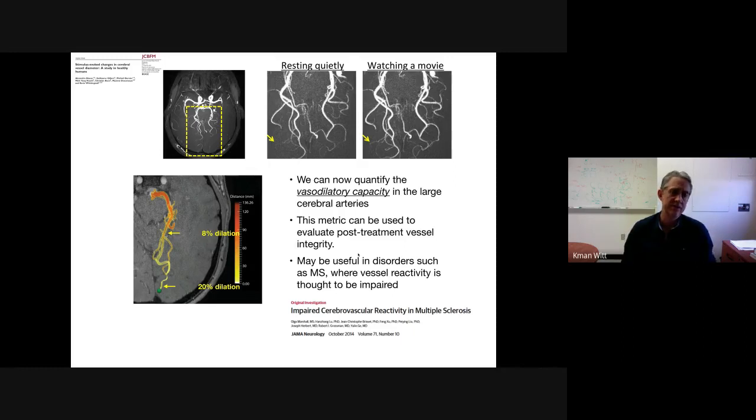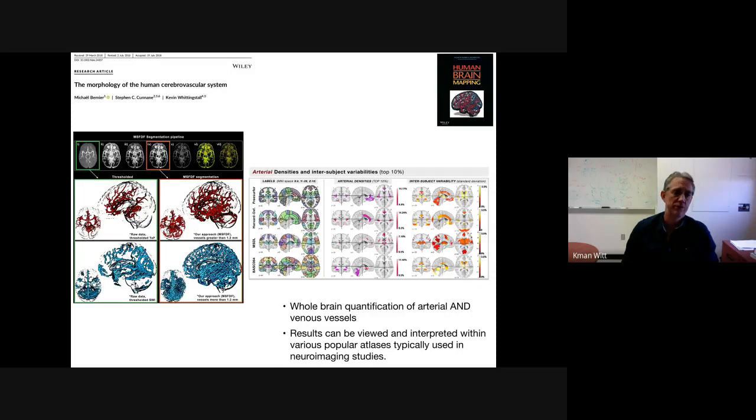Now, one of the disadvantages of this study is that we only imaged the arteries perfusing the occipital lobe. So we've recently improved on this approach by developing technology to reconstruct the entire vascular architecture of the brain. And we've also added in an approach for segmenting the veins as well.